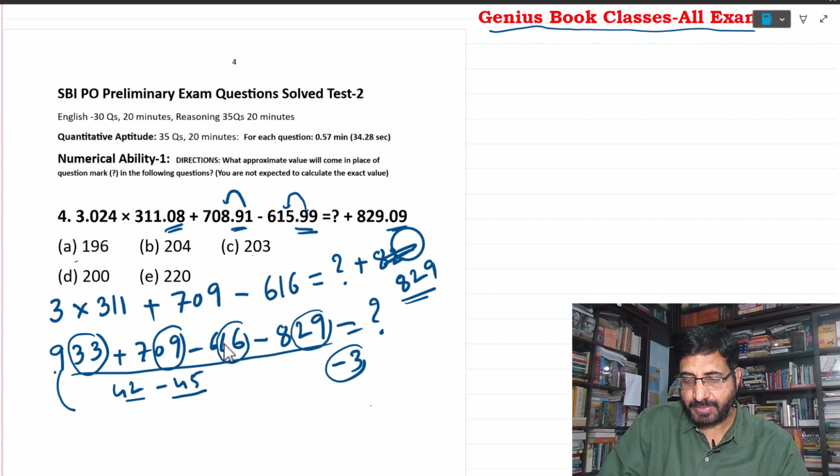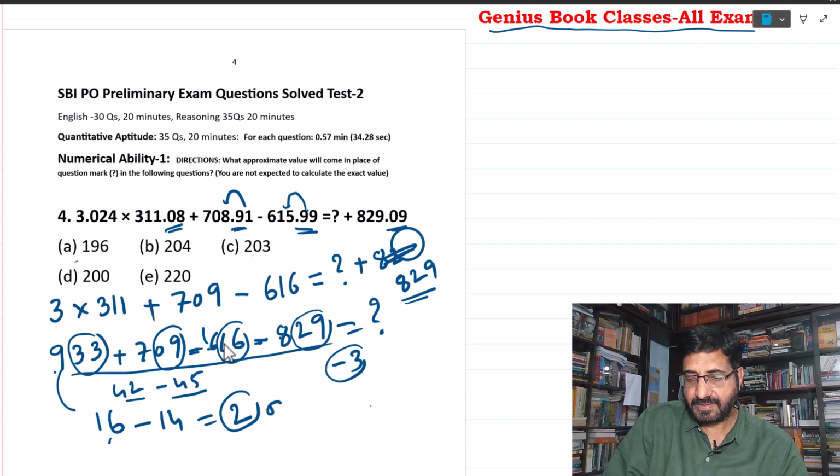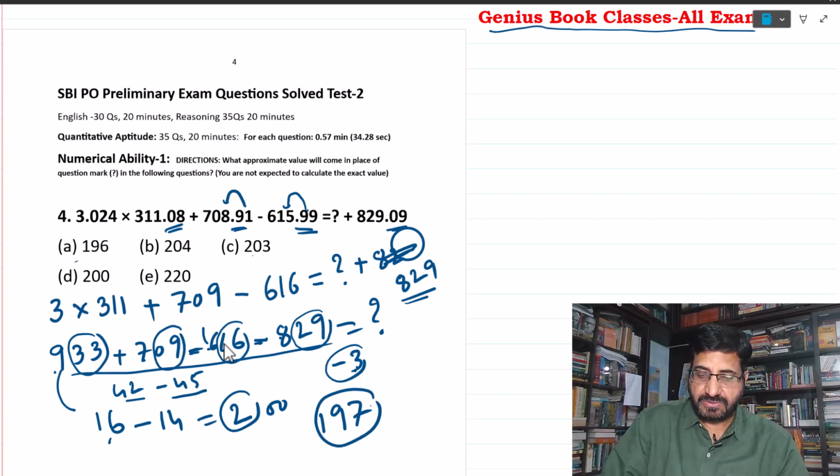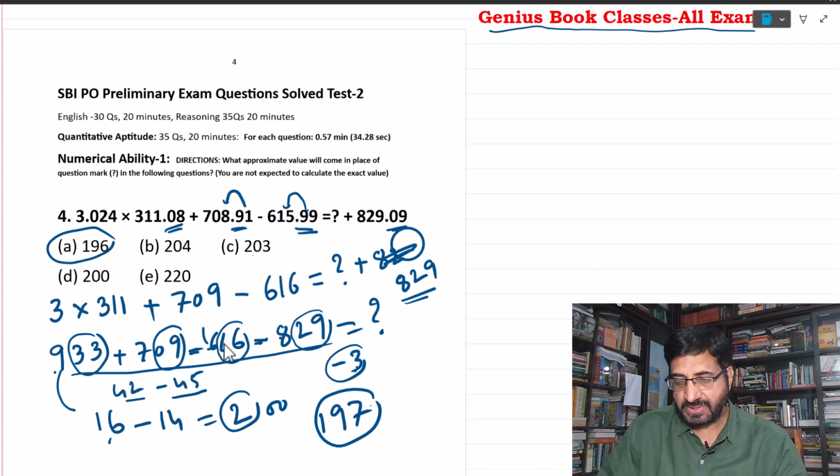900s plus 700s, it will be 1600s. These are all hundreds, okay? And one more is 6 is there, 600 and 800, 1400s. But minus sign is there, so you have to write minus 14. 1600s and minus 1400s will be 200s. So minus 3 is here. You have to subtract this 3 from 200, you are getting 197 as your answer. So here 196 is there, which is nearer to 197 compared to all other options. So 196 is the answer for this problem.